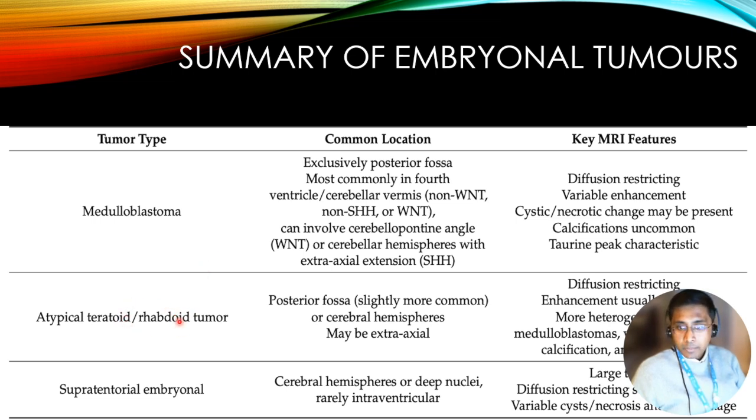In ATRTs, remember, they can be both supra and infratentorial. And if they are infratentorial, they tend to be towards one side. They are quite lateral, as well as very heterogeneous, and restrict as well. In the supratentorial embryonal groups, remember, they tend to restrict and they are very large hemispheric masses with variable amount of cyst and necrosis within the tumor.